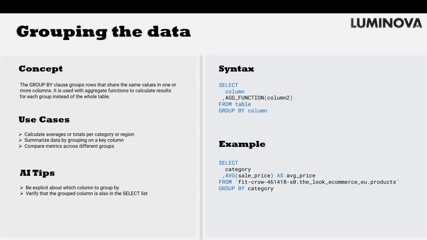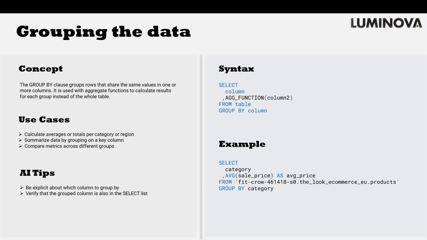Let's talk about some use cases. Group by is essential when you want to calculate averages or totals per category. For example, you might want the average price per product category, or the total sales per region. Group by also helps summarize large datasets by key fields like country, department, or customer type. And it is the foundation for comparing metrics across different groups, like seeing which brand has the highest average price.